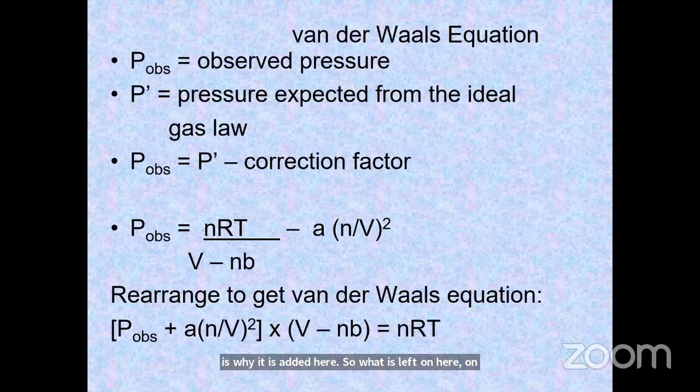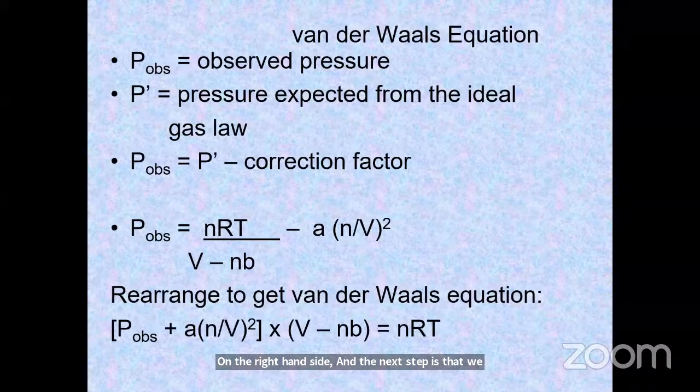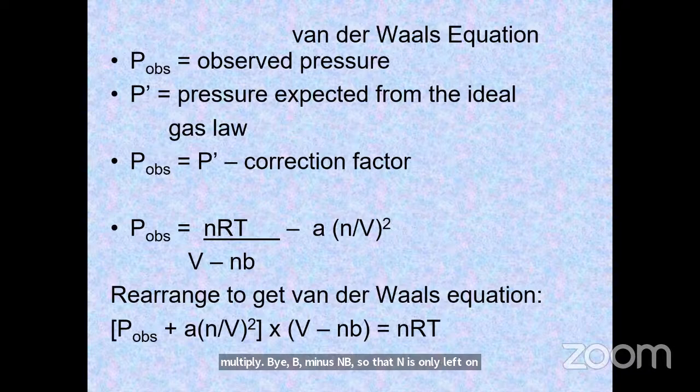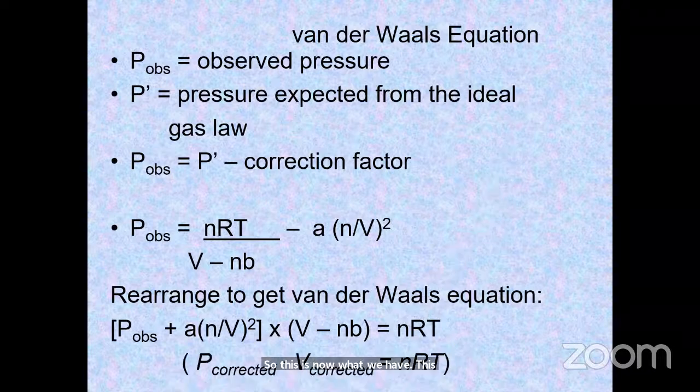Then the next step is that we multiply both sides by V minus nb so that nRT is only left on the right side. So this is now what we have. This is our van der Waals equation.